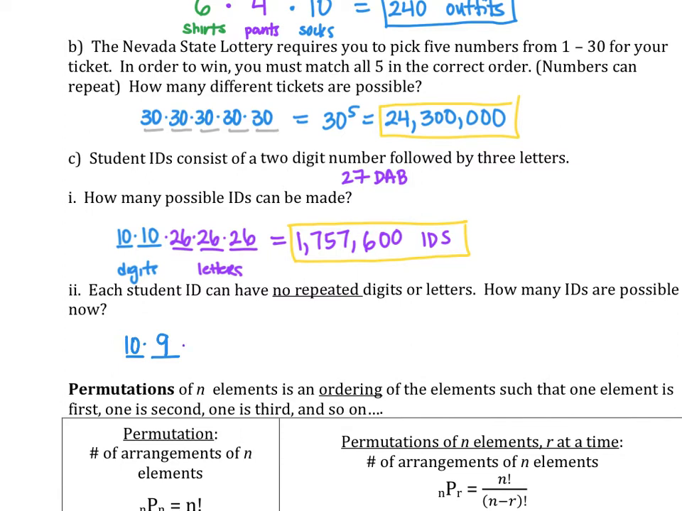Now for the letters. There's 26 possible letters for the first letter spot, but once I use up one of the letters, I cannot use it again. So now I'm down to 25. Once I use 2 of the letters, I'm down to 24. So 26, 25, 24. I'm going to put this in my calculator. If I add the restriction that the digits and the letters cannot repeat, we only have 1,404,000 IDs possible. So we lost 350 something thousand ID possibilities.